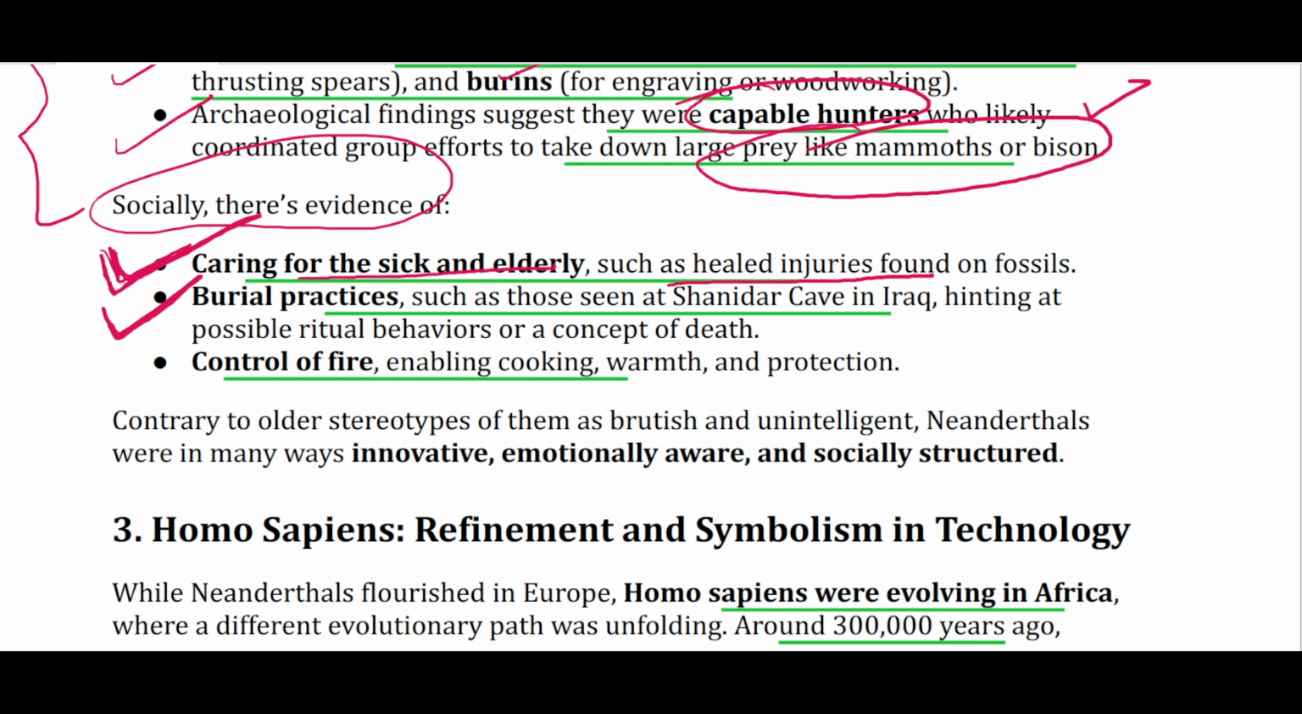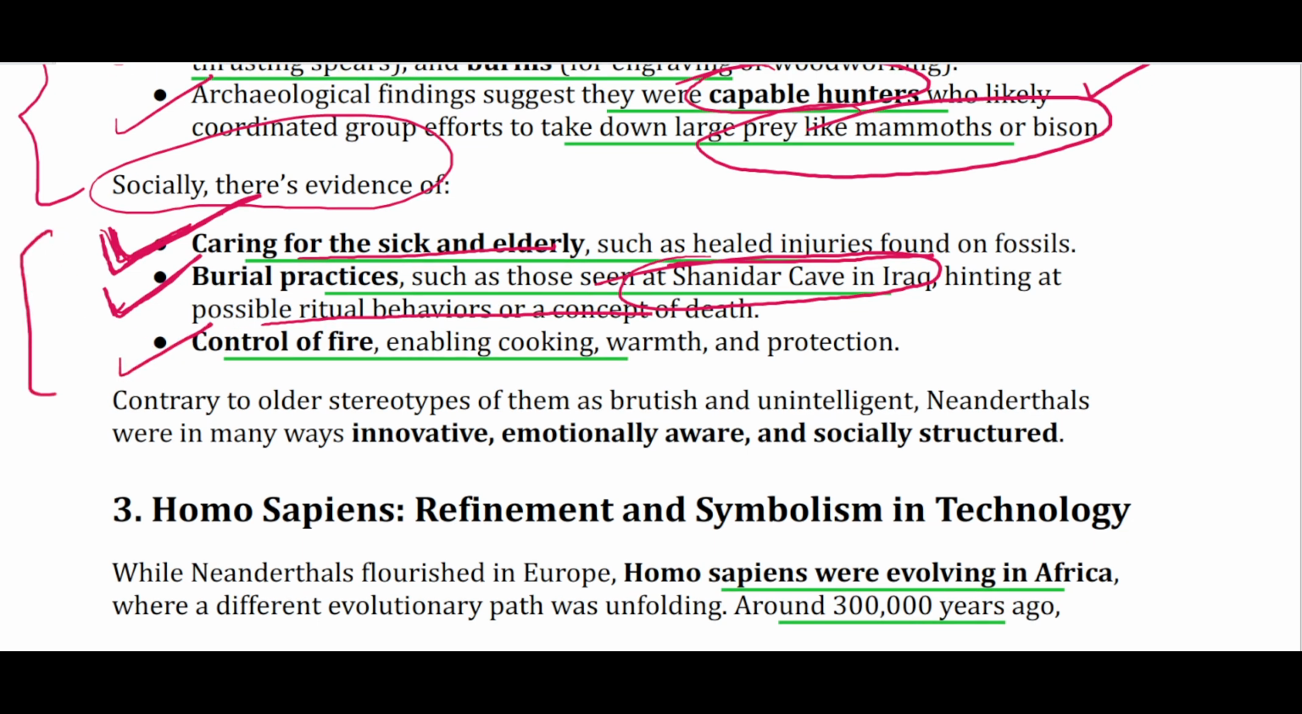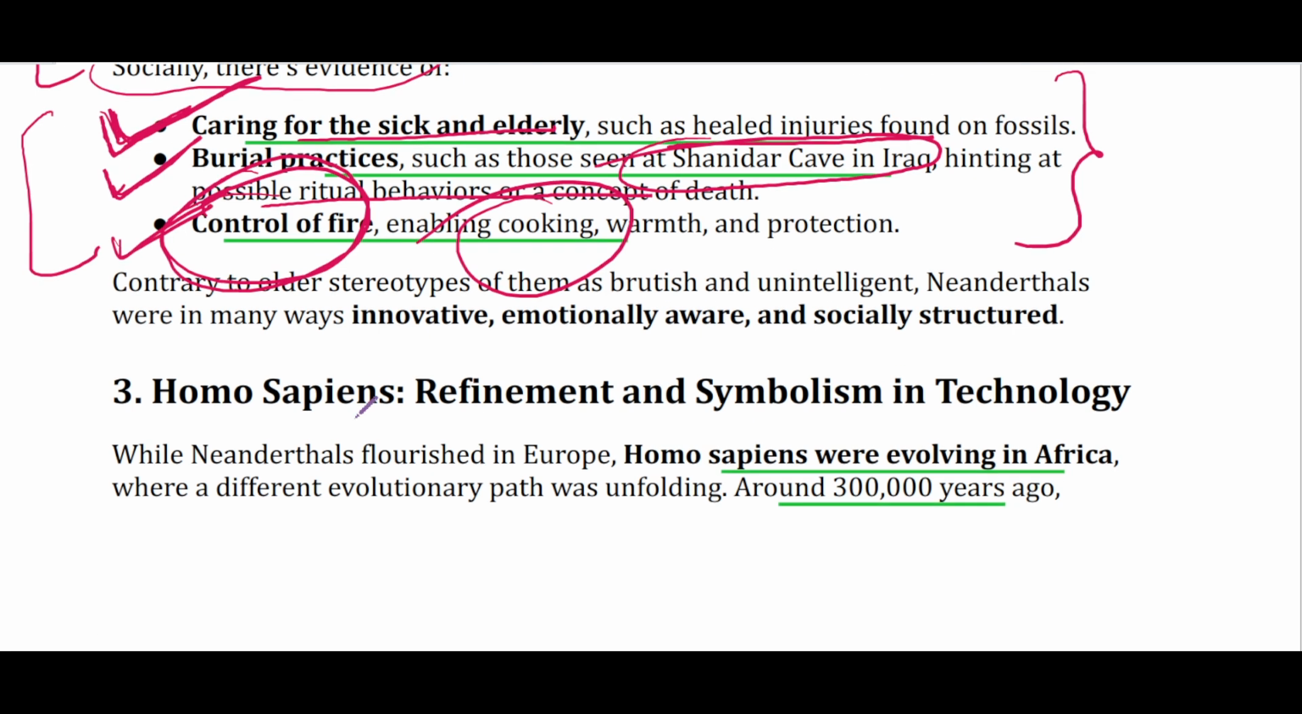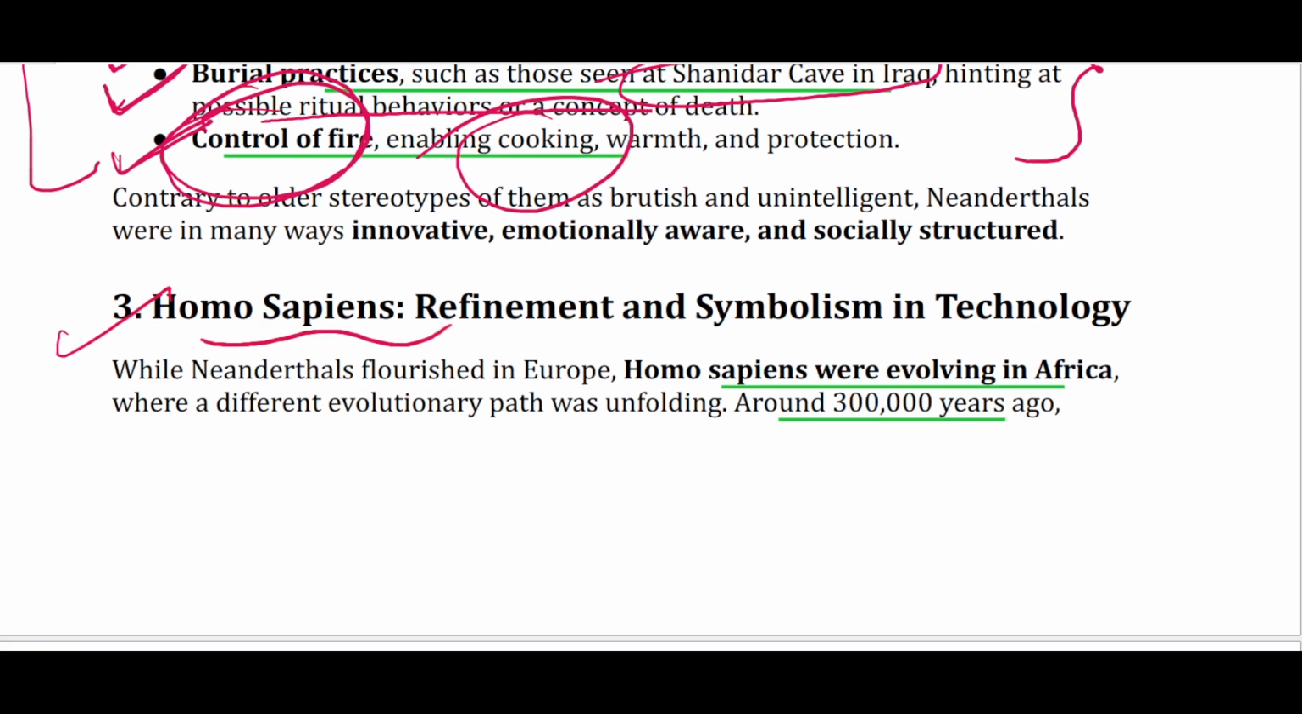Then burial practices: some caves, such as the Shanidar cave in Iraq, hint at possible ritual behavior. Then they made use of fire, क्योंकि ice age environment में है तो वहाँ पे to ward off predators, cold, and to ensure cooked meals. So fire was controlled by them. फिर Homo sapiens की बात करते हैं.